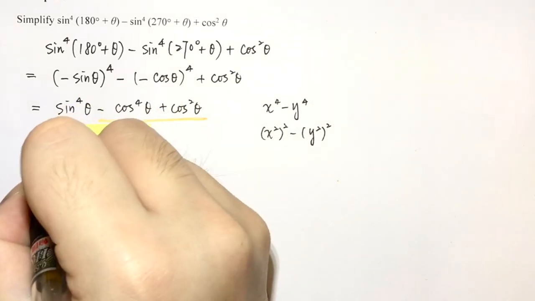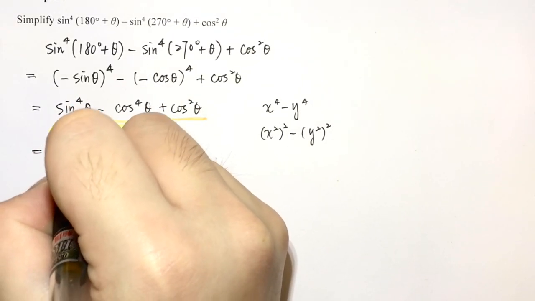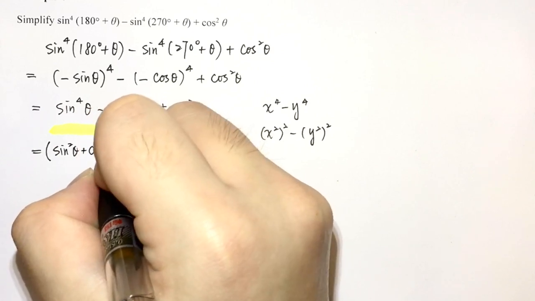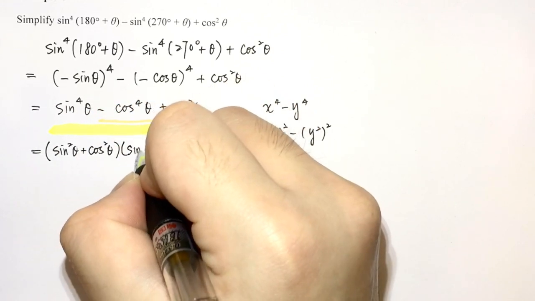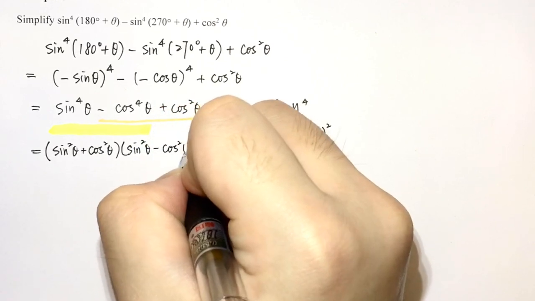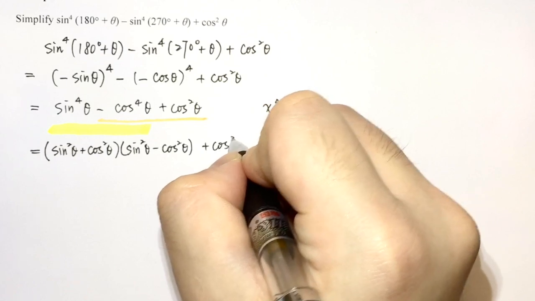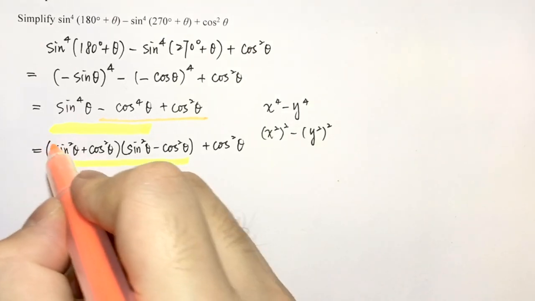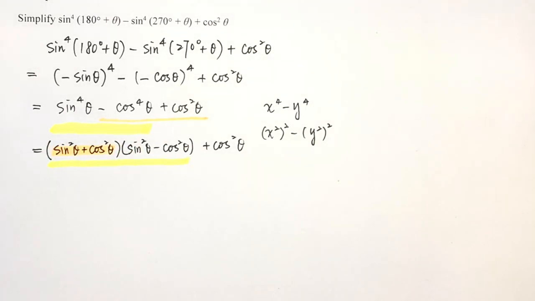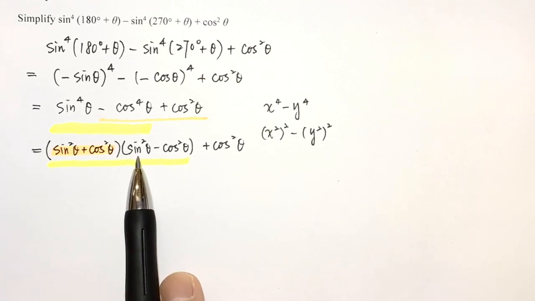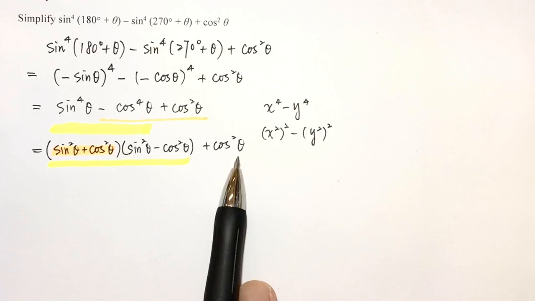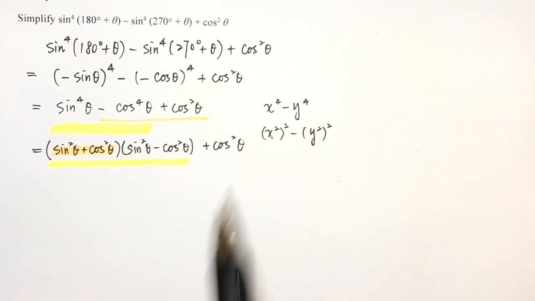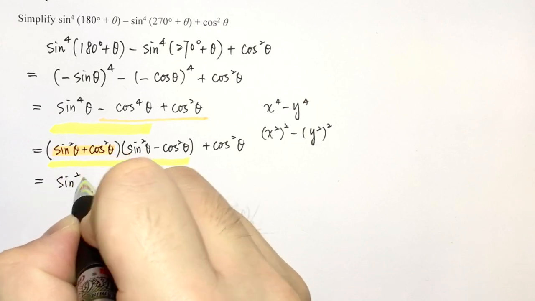And so we know that it can be written as sine square theta plus cosine square theta times sine square theta minus cosine square theta. Okay, so the yellow part is factorized like this. And it's a good thing to do it like this because we know that sine square theta and cosine square theta makes 1. So in the end, we have this sine square theta minus this one plus the same thing again. So these two terms can be cancelled out. So the result is sine square theta.